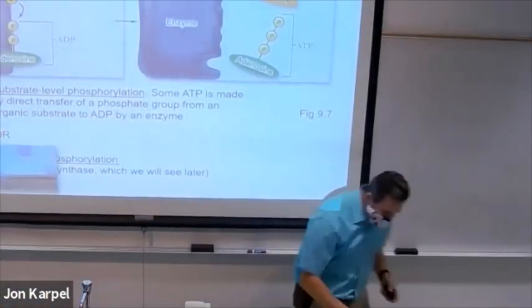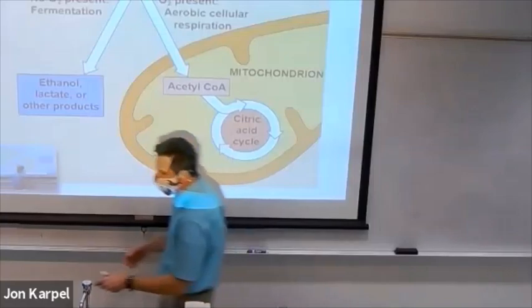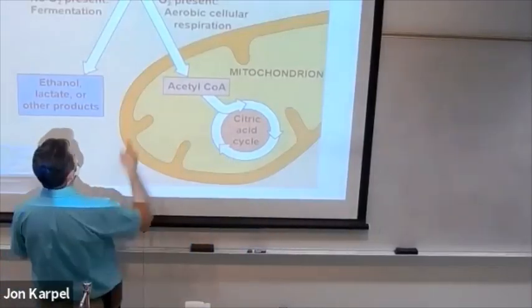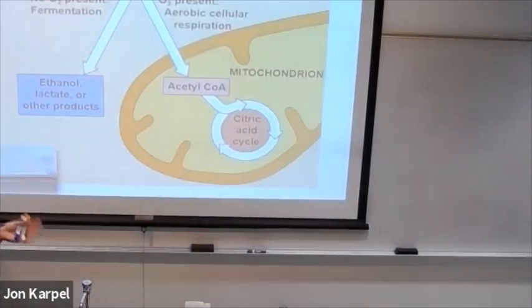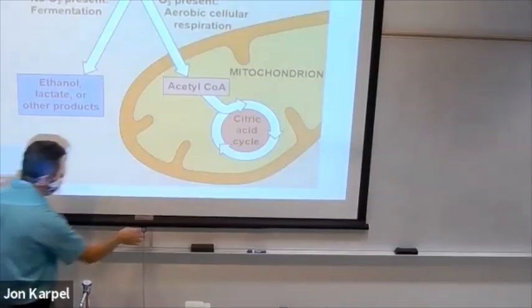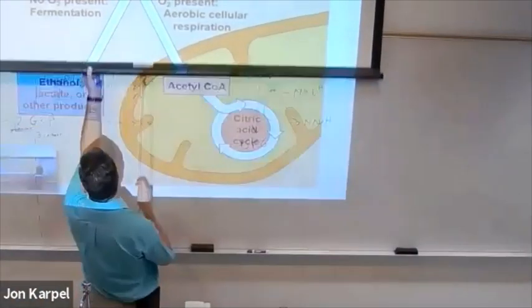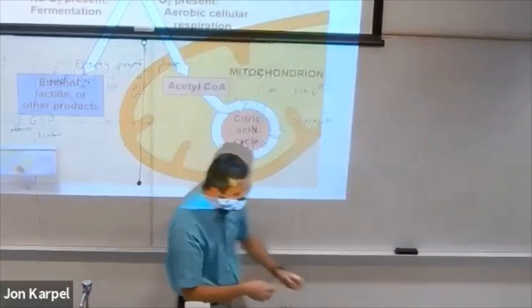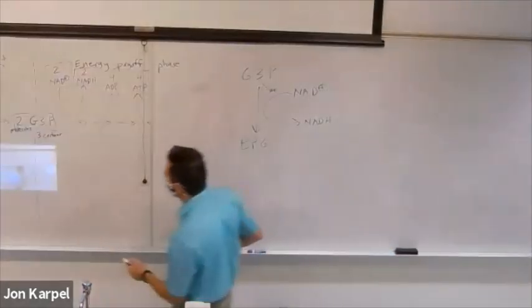Okay, now we're at a decision point. So just like our homework, we're going to encounter a fork in the road after the end of glycolysis. And it depends on how much oxygen you have in the cell. That's what regulates this pathway.